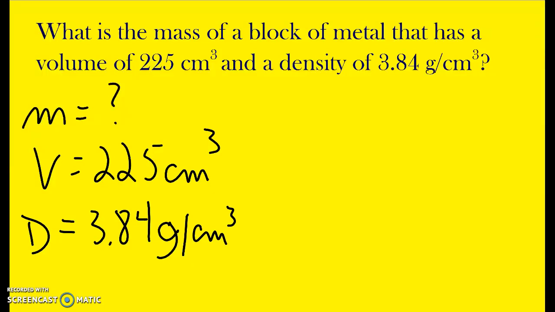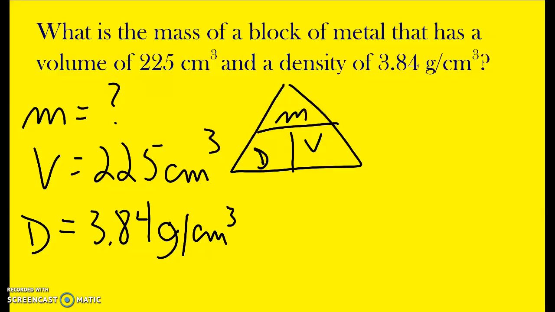Next, we need an equation. So get your triangle. And once you have your triangle, get your formula. Remember now we're looking for mass. So what does that mean? Good. Mass is equal to density times the volume. Once you have that, now plug in your variables. Don't forget to include your units.